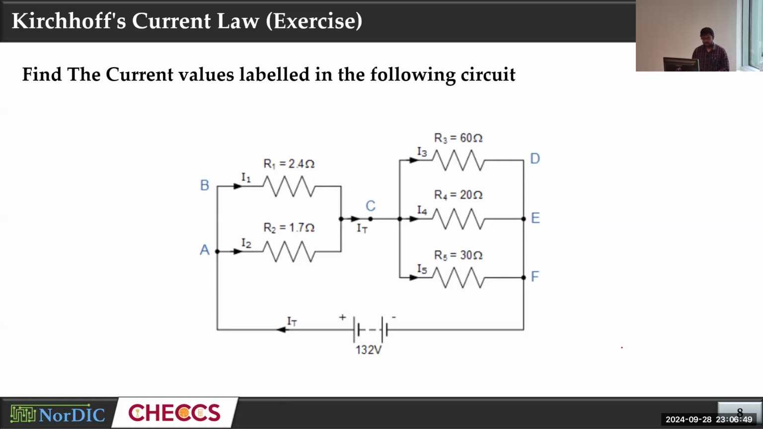So what's the problem here? Find the current values labeled in the following circuit. So what are the currents? This IT, I1, I2, I3, I4, I5. So we need to find out the value of these 6 currents.